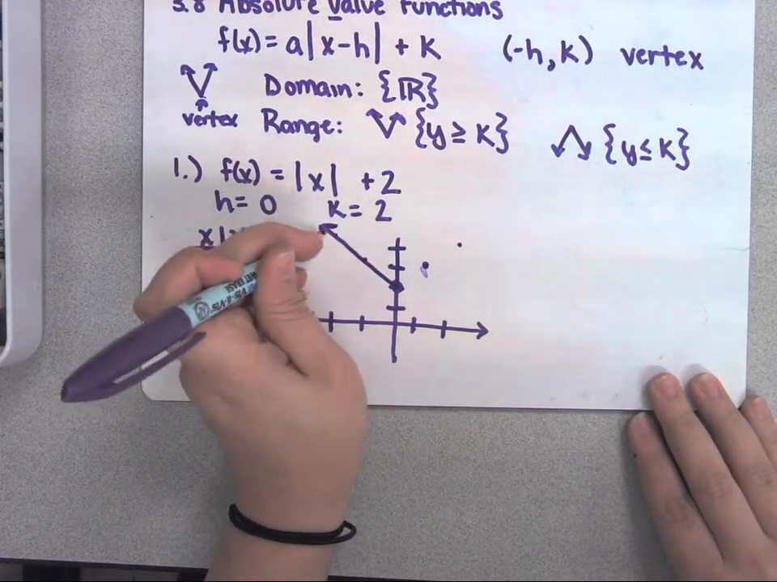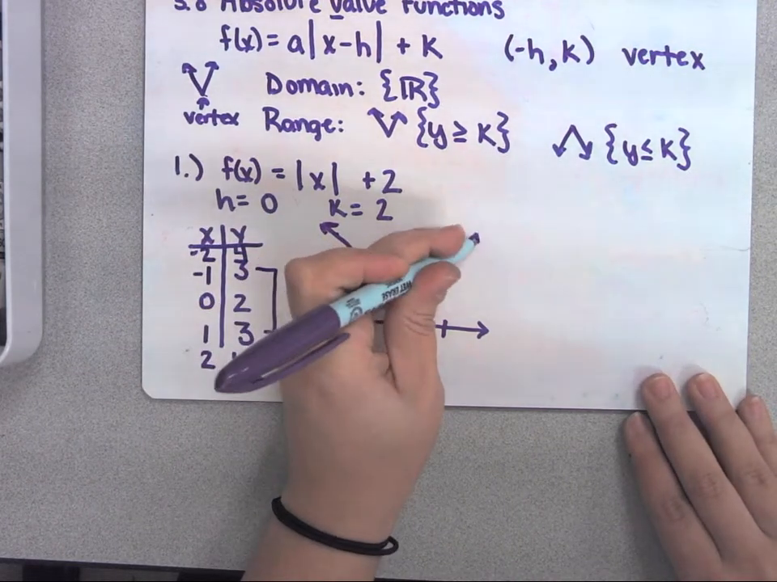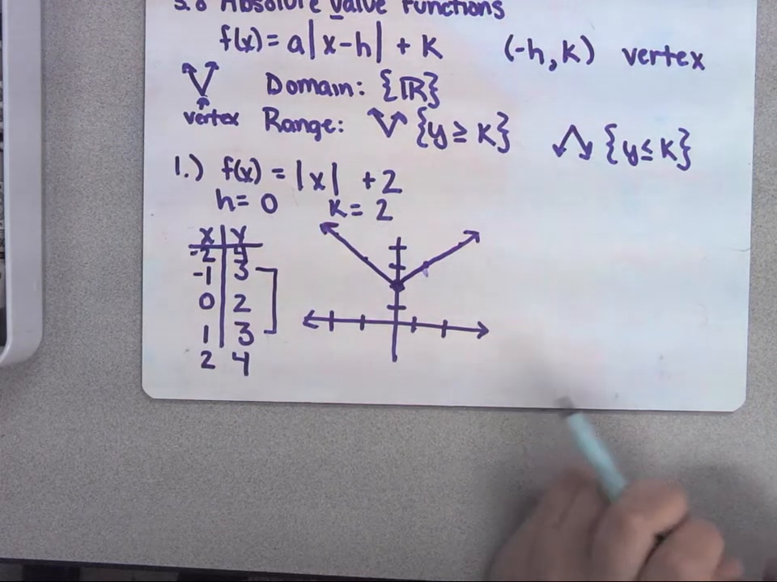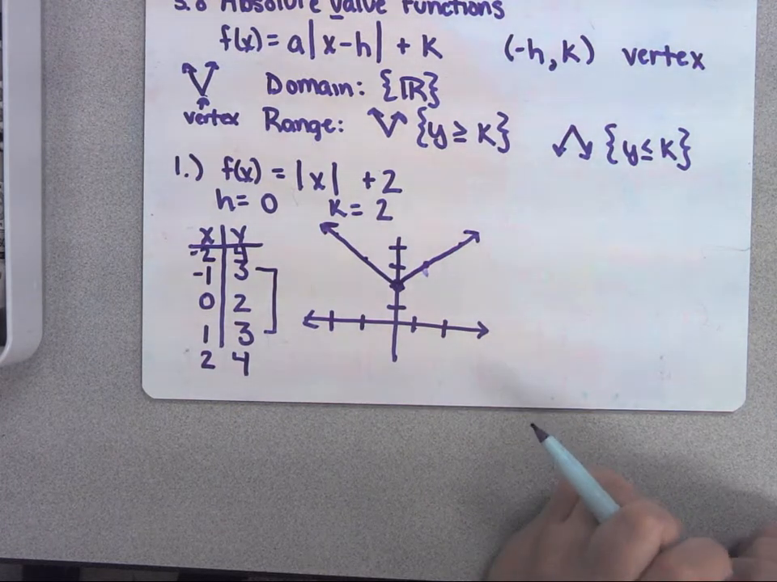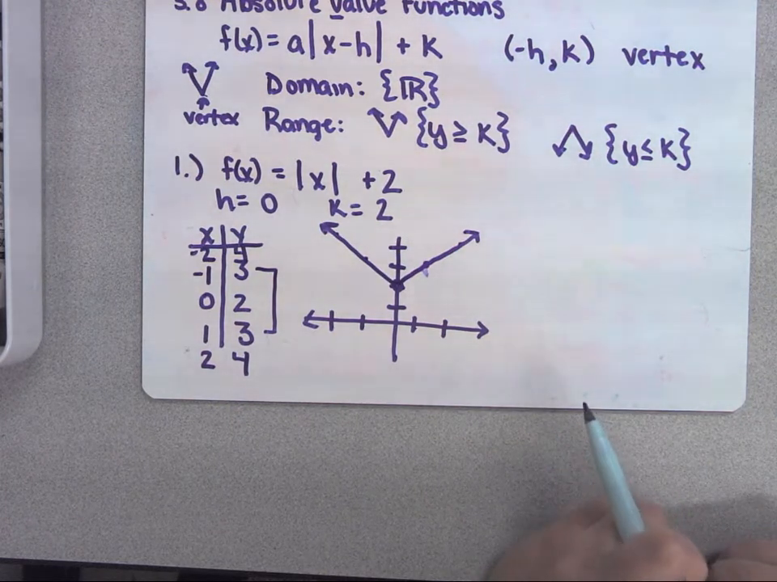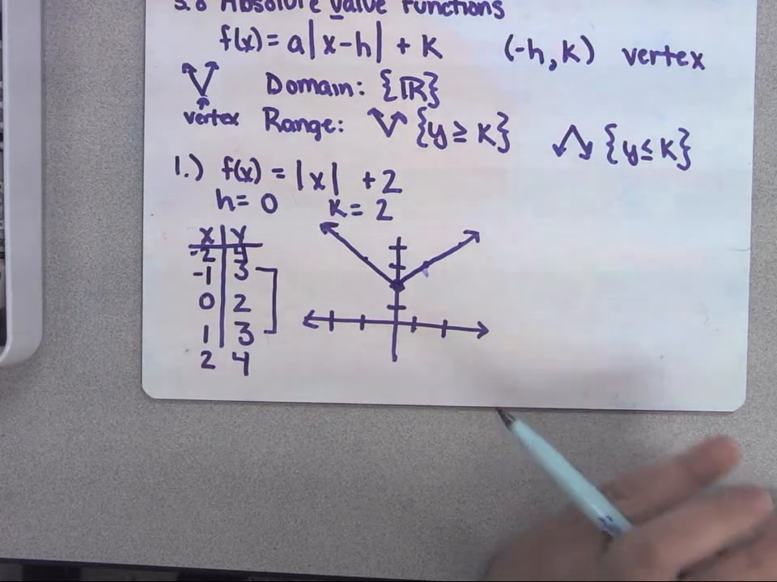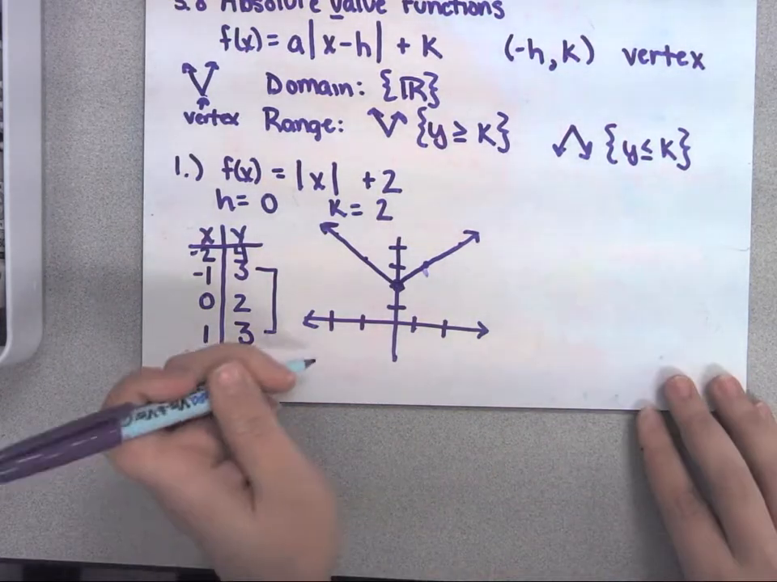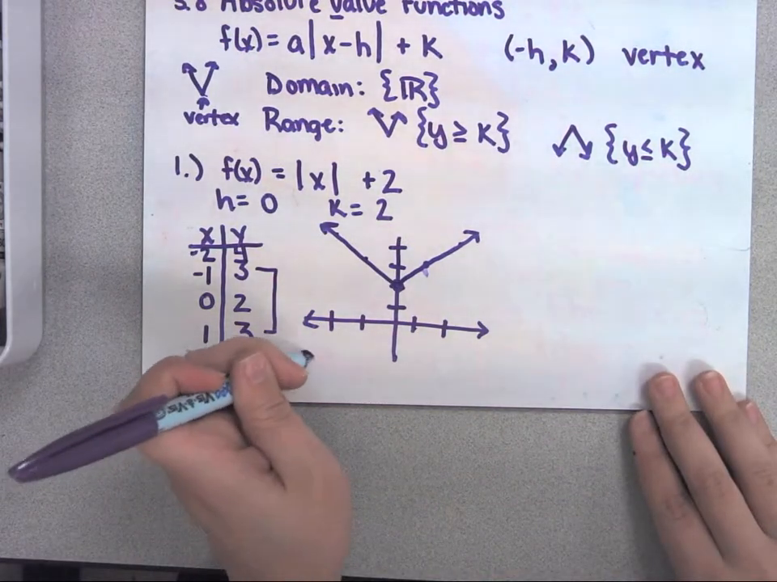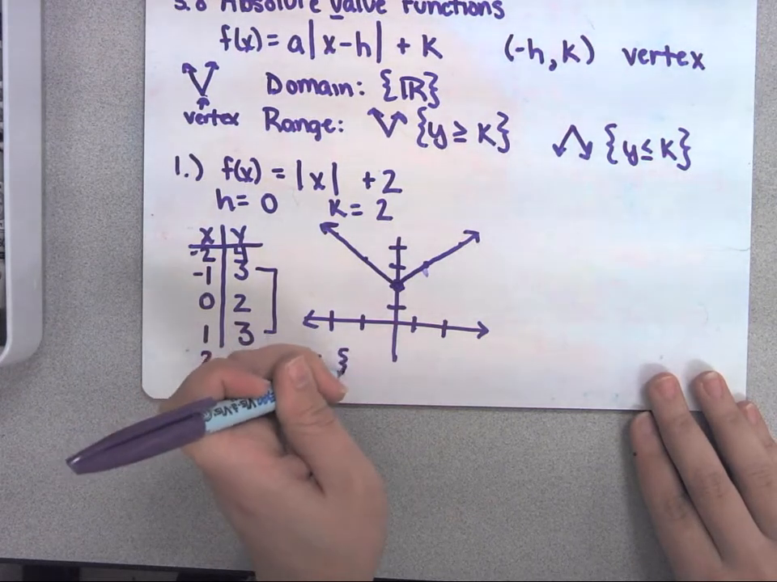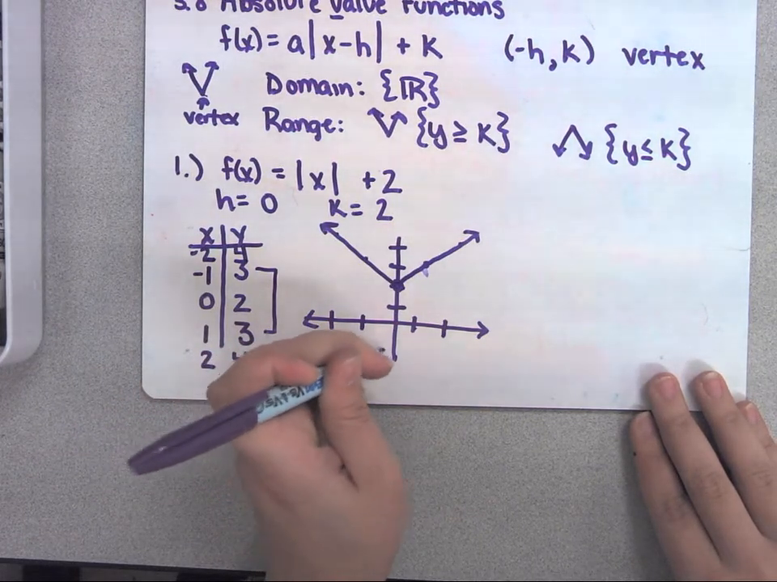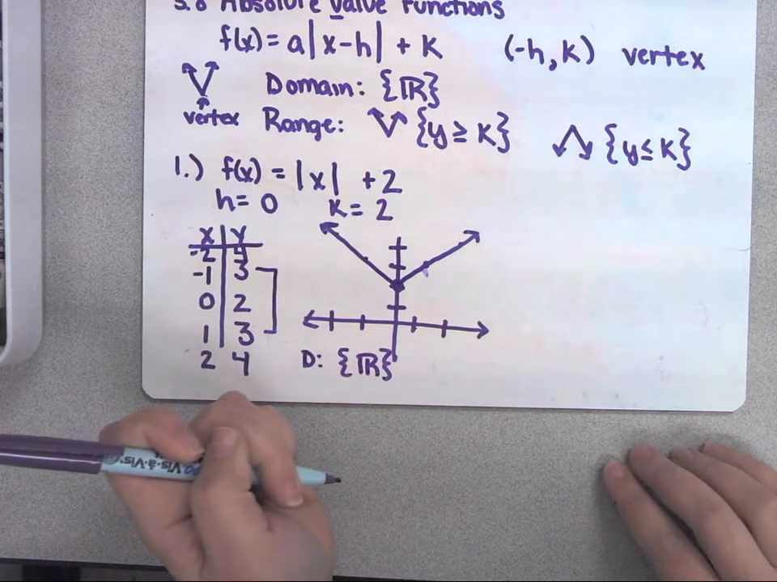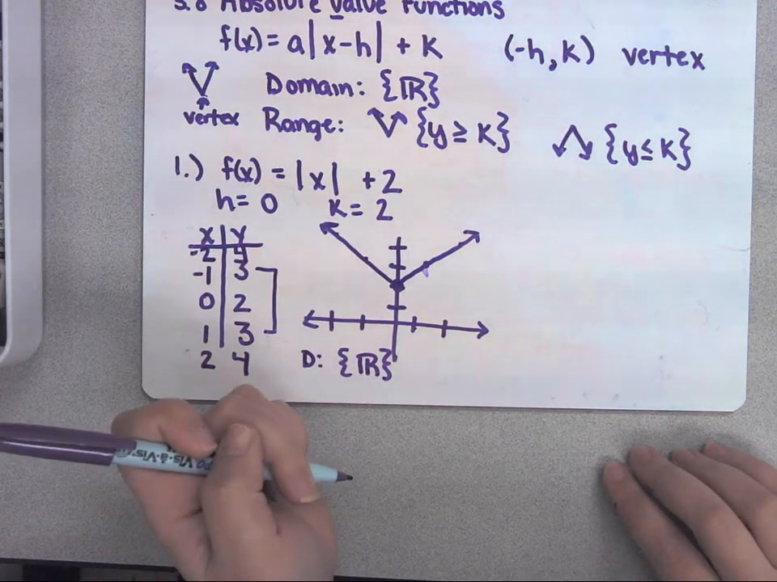When you draw the picture, start from the center each time. Go to the left, make an arrow. Go to the right, make an arrow. Every single time, it is literally that easy. Domain is always what? All real numbers.